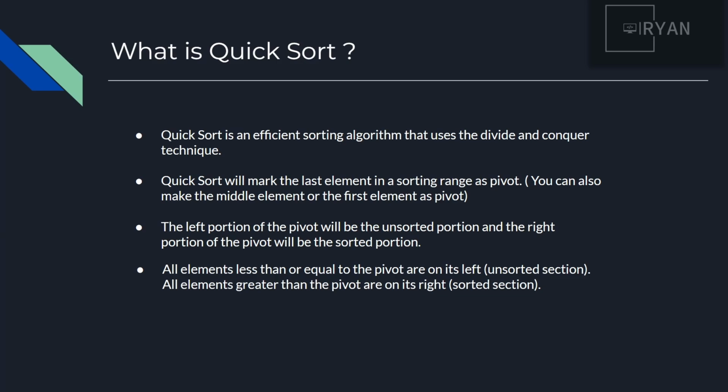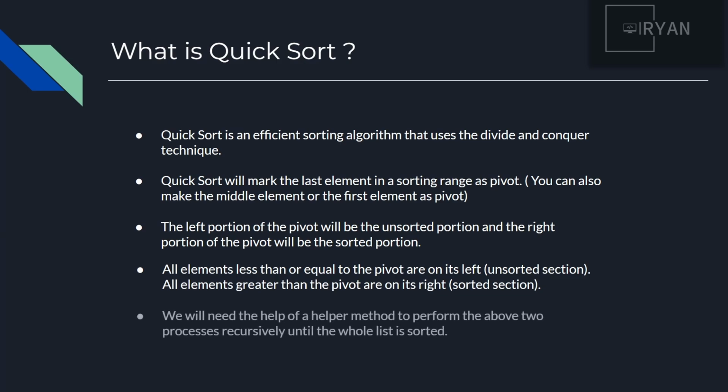To accomplish such a thing, we need a helper method. Quicksort applies this partitioning logic recursively to the left and right portions until the entire array is fully sorted. This systematic division and rearrangement are what make quicksort so powerful.